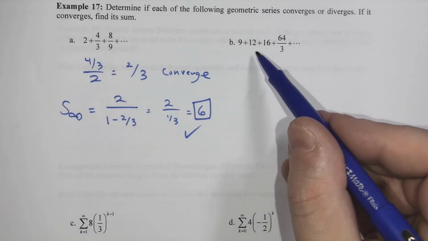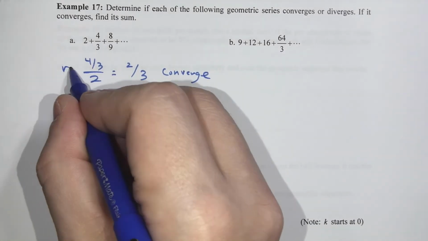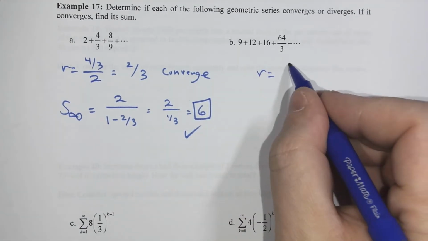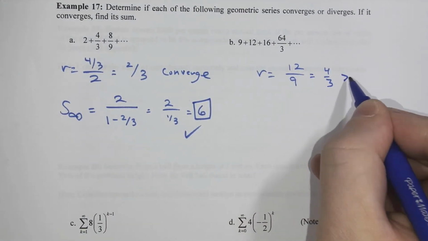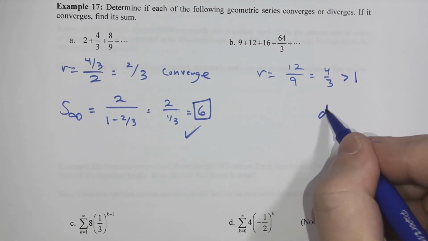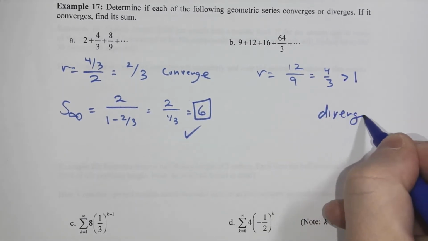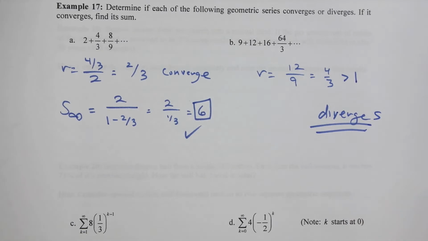Over here, if we want to figure out what our common ratio is, the ratio is the second term divided by the first term, which is 4/3. Unfortunately, that's bigger than 1. That means this one automatically diverges, and we don't have to do any more work.